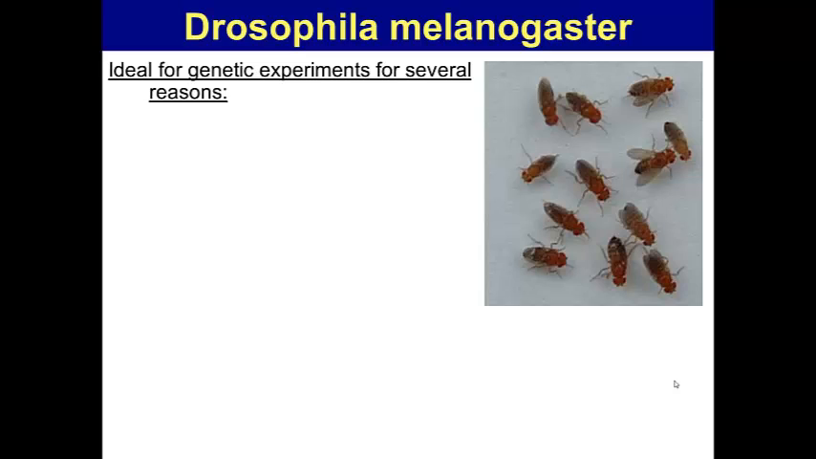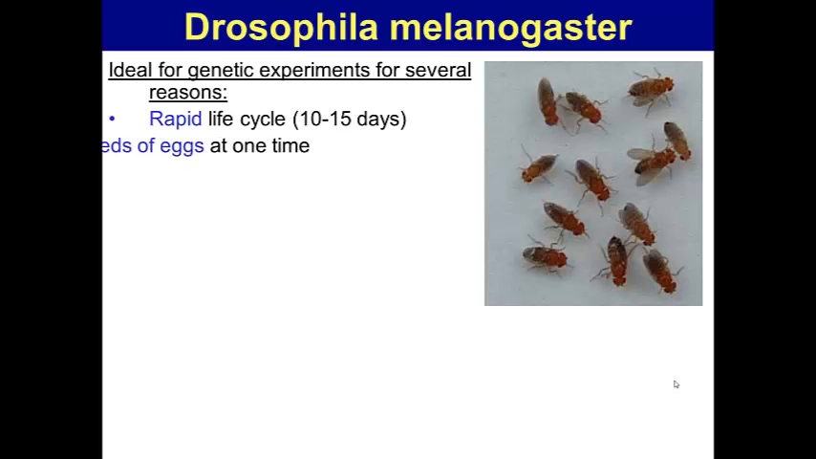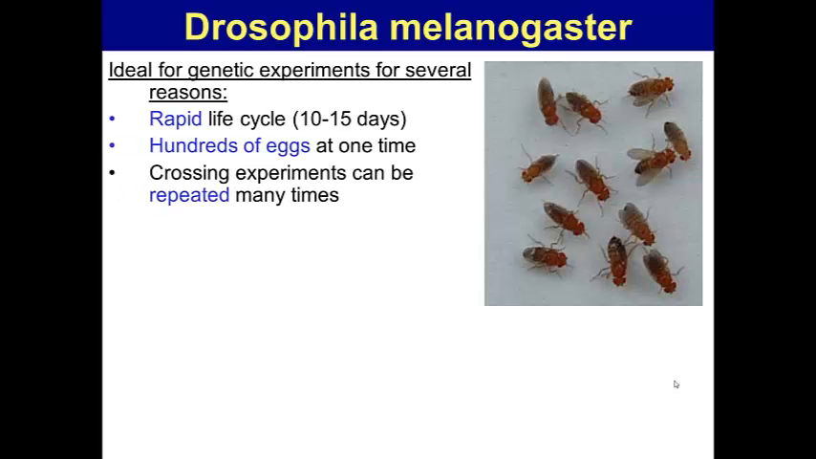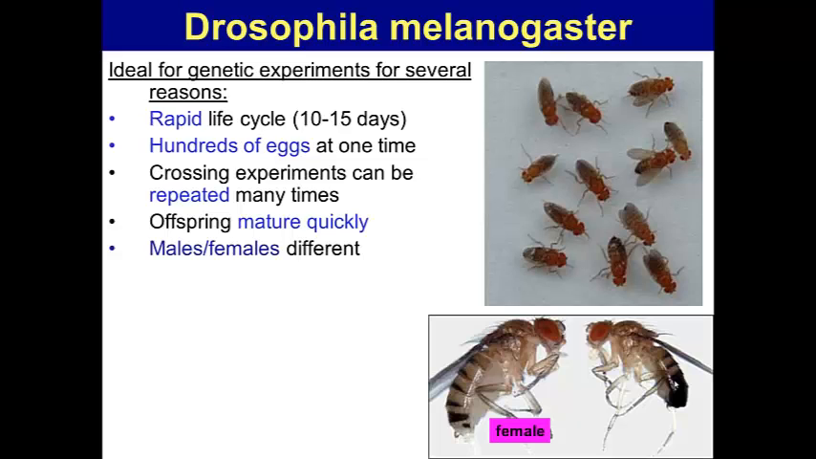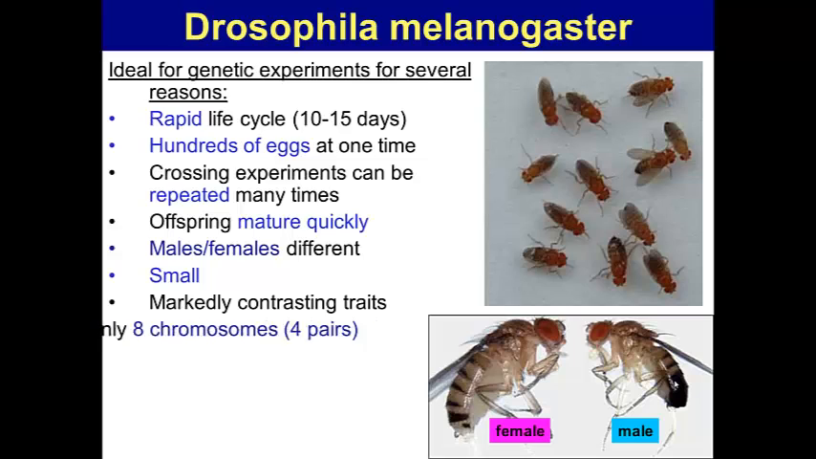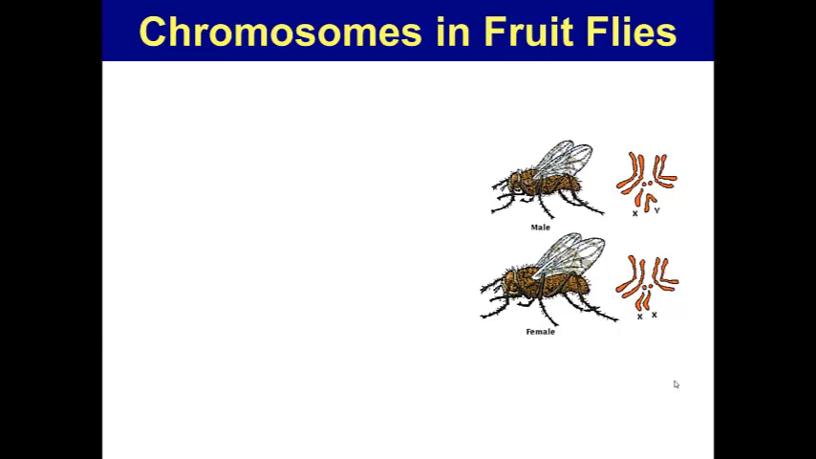He chose Drosophila because of several things. They have a rapid life cycle. They're only alive between 10 to 15 days. They lay hundreds of eggs at a time. You can do crossing experiments many times. Offspring mature quickly. You can tell the difference between males and females. Females are larger, and males have that black colored abdomen. They are small. They have contrasting traits. They only have 8 chromosomes or 4 pairs of chromosomes.